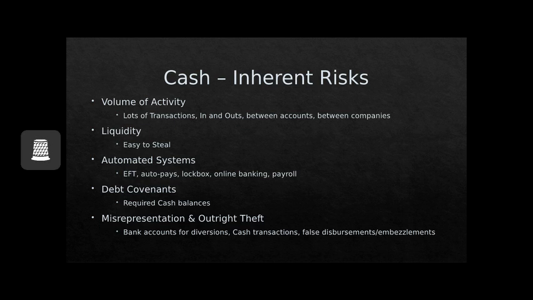Next would be liquidity, the ability to turn that cash or move that cash around, and it might make it easier to steal. Next would be automated systems. There's a lot of auto pays out there, EFT transactions, lockboxes, which are when customers make payments to a bank and they go to a particular lockbox that will then flow activity into the cash account of your client.